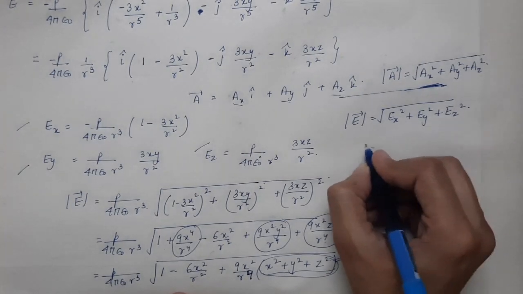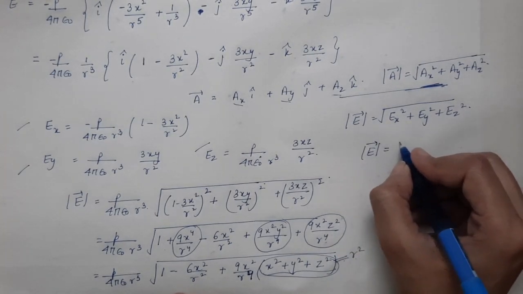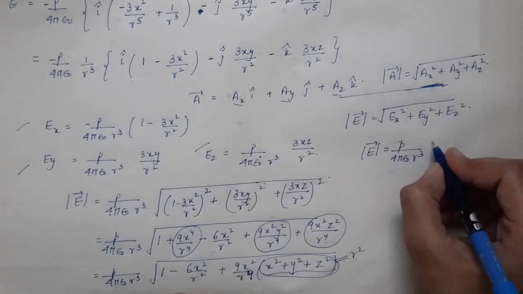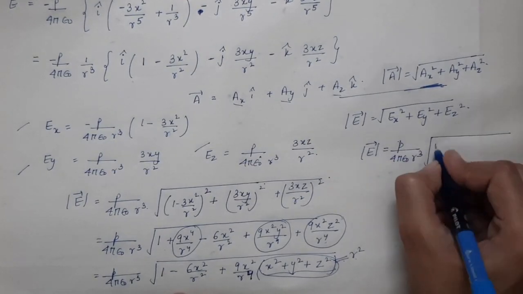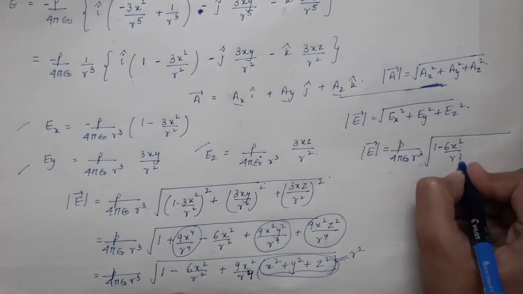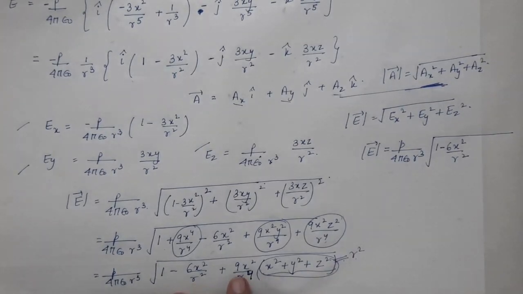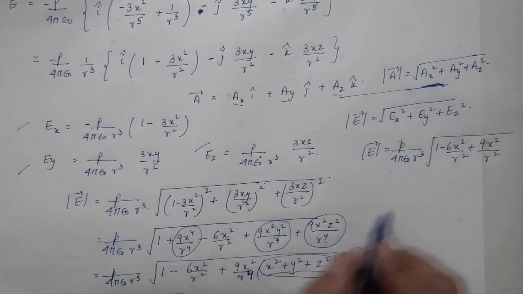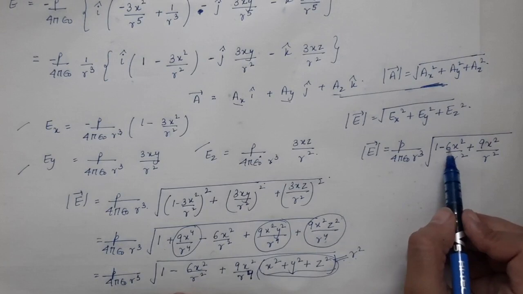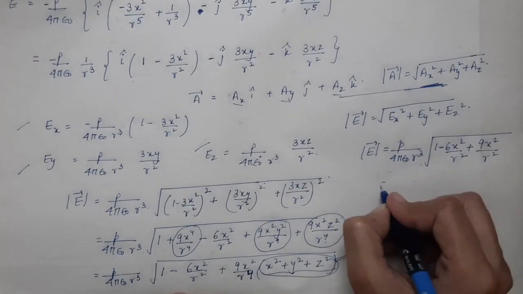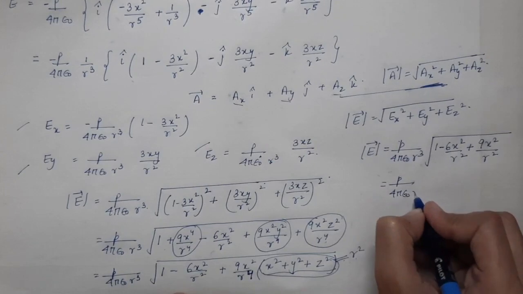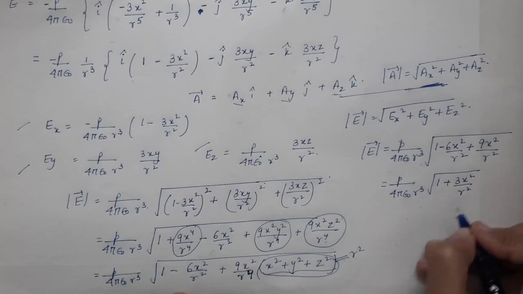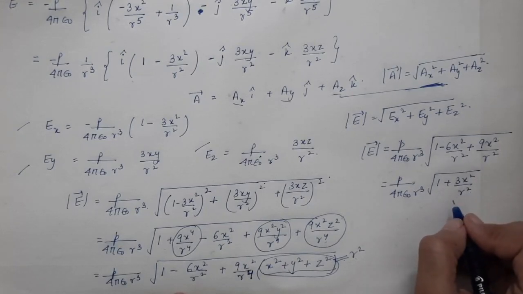So we will be having 9x square divided by r square. So we will get the magnitude of electric field as equal to p by 4 pi epsilon naught r cube, it remains as it is, and inside the square root we will get 1 minus 6x square by r square. So these two terms will remain as it is, and this term will become plus 9x square divided by r square. Now here we have 9x square, and here we have minus 6x square divided by r square. So that will be equal to p by 4 pi epsilon naught r cube under root of 1 plus 3x square divided by r square. So we will be left with this term.